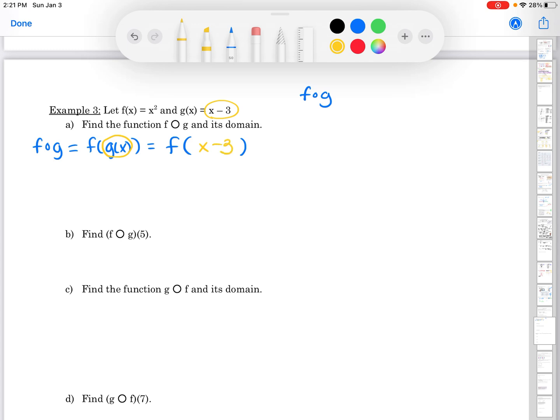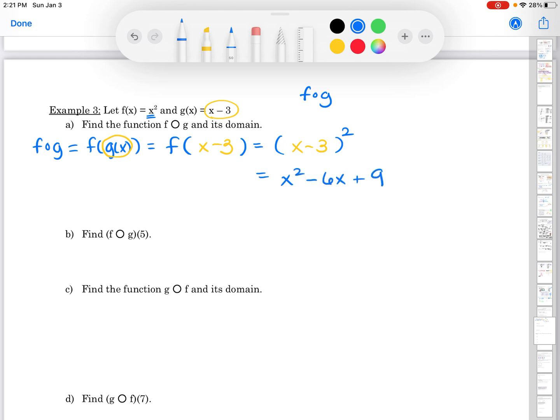And now this looks like the problems we did before the break. We're going to replace the x in the f of x function with whatever's in parentheses. So instead of x squared, it's going to be whatever is in those parentheses squared. Now we can FOIL that. It doesn't matter if you want to leave it like this or FOIL. That's x squared minus 6x plus 9.